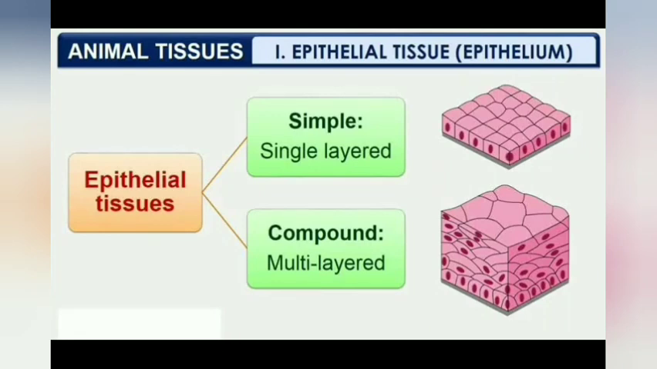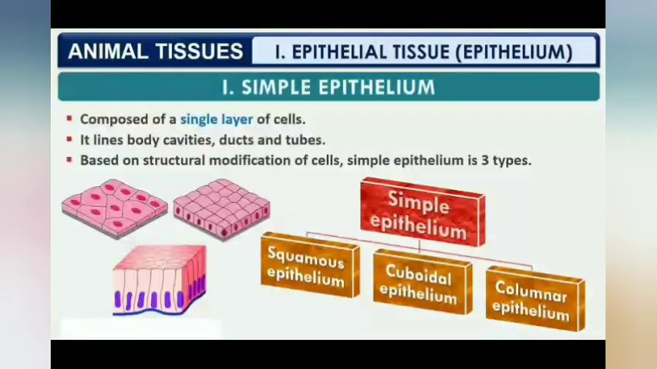Simple epithelium is single layered, with a single layer of cells on the basement membrane, and compound epithelium is multi-layered, where many layers of cells are arranged. Simple epithelium is composed of a single layer of cells. It lines body cavities, ducts and tubes. Based on structural modification of cells, simple epithelium is of three types: squamous epithelium, cuboidal epithelium and columnar epithelium.